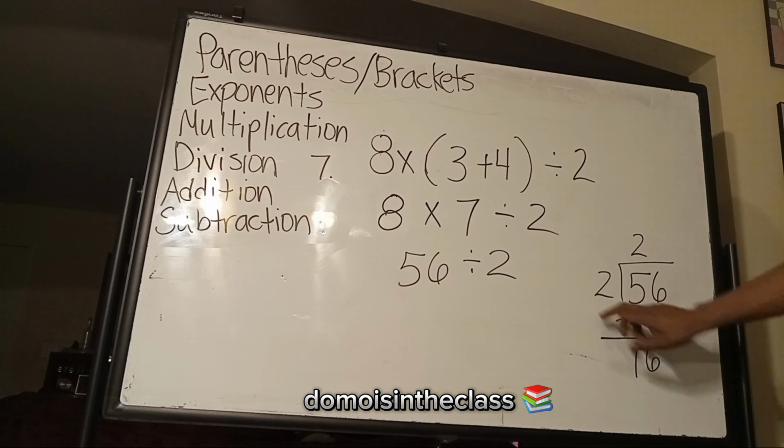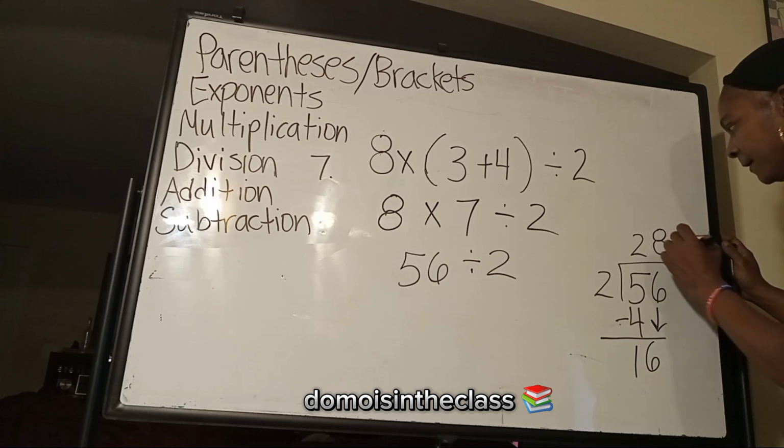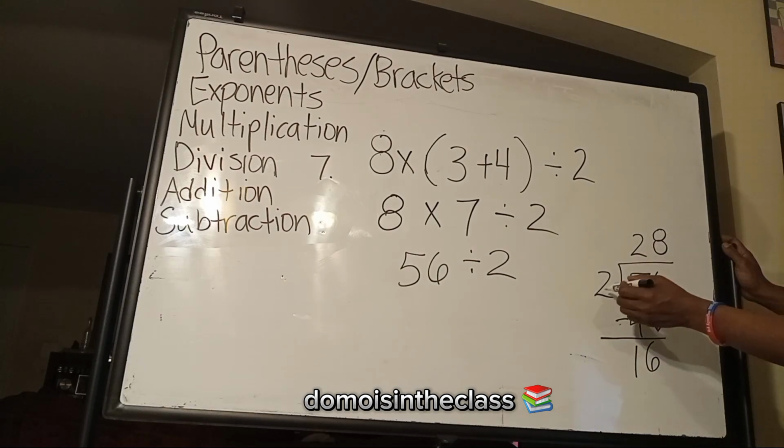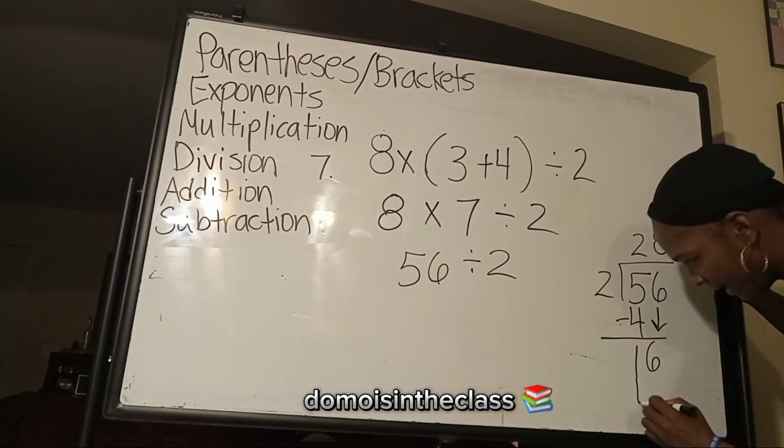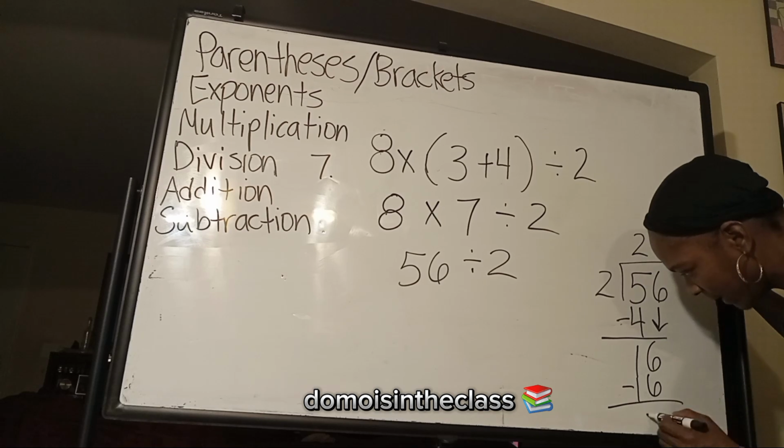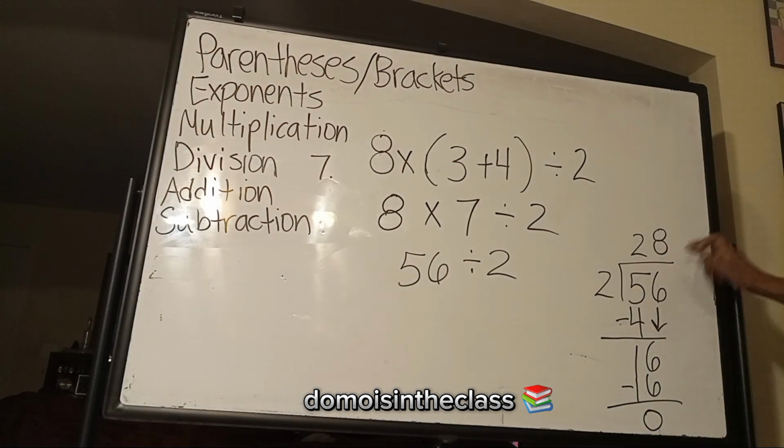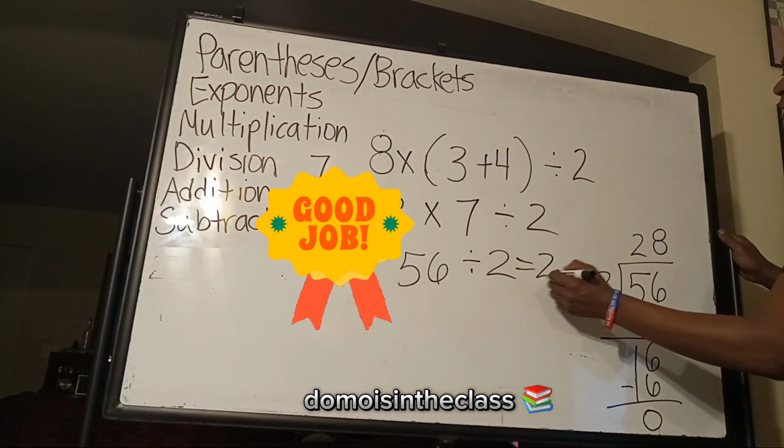How many groups of 2 can we get out of 16? We get 8. There we go. We put our 8 up here. We do the multiplication. 8 times 2 is how much? 16. We have our 16. We subtract. We have 0. So our answer is 28. 28. Great job.